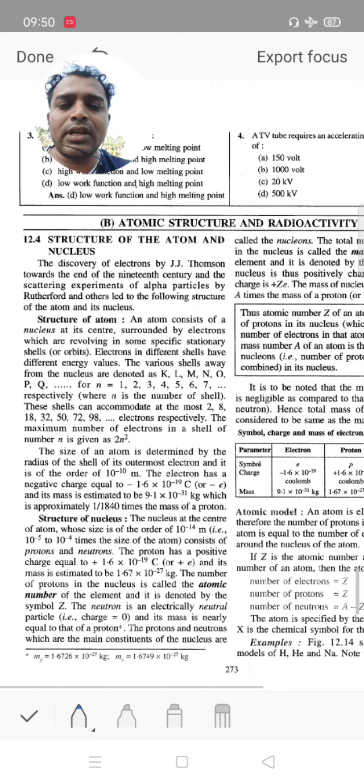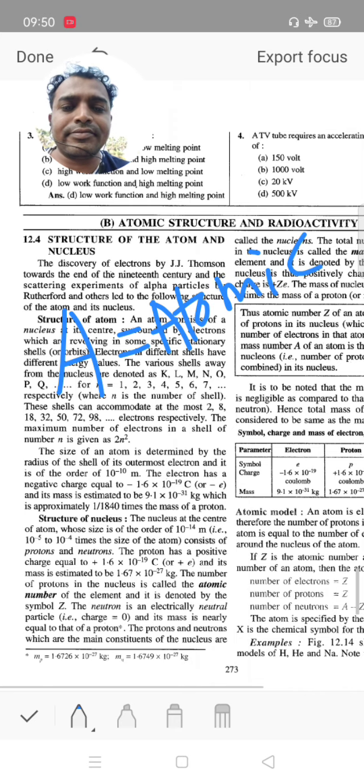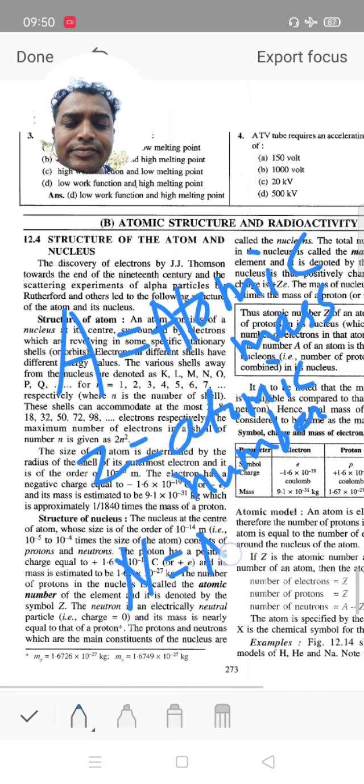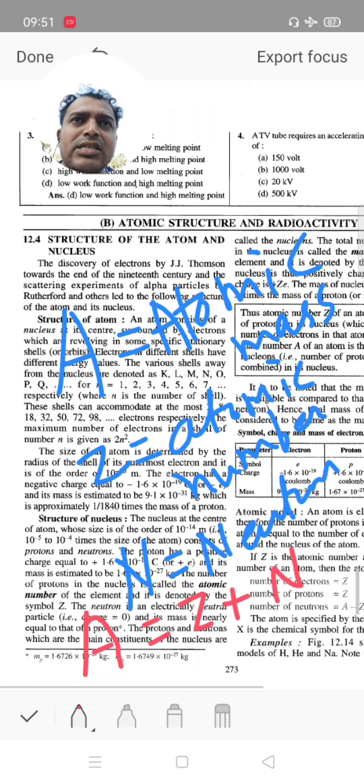Now the formula: A stands for atomic mass, Z means atomic number, the number of protons, which is equal to the number of electrons, and N means number of neutrons. Now atomic mass is equal to atomic number plus neutrons.